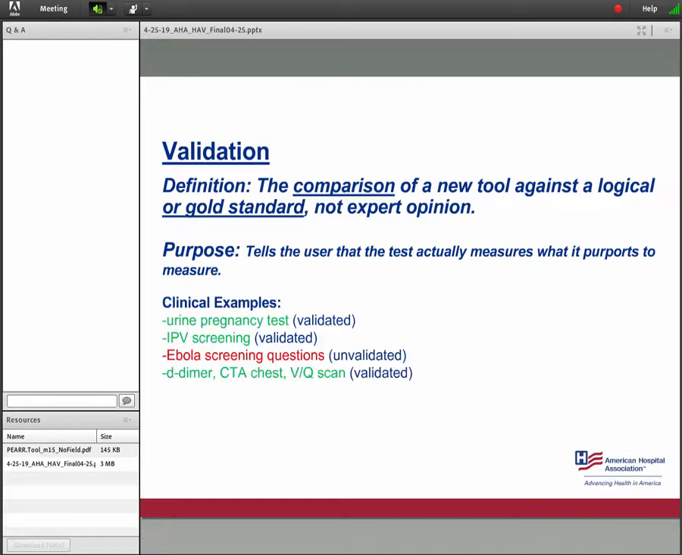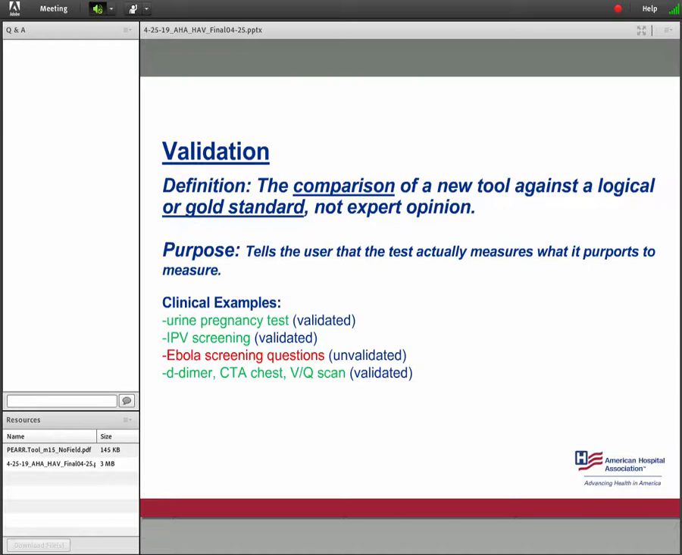So a couple clinical examples, validated and unvalidated. Urine pregnancy test, tested for years, we know this works. And we know when it works, that's the other thing. So we know that in the first few days, the first couple weeks of pregnancy, we might miss it if we're using a urine pregnancy test. But outside of that, it's really quite good.